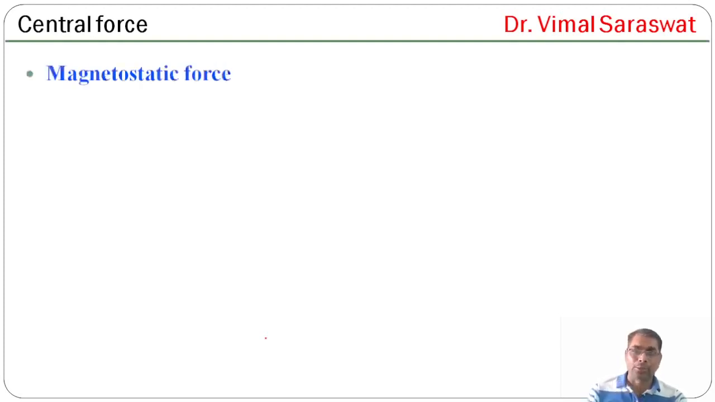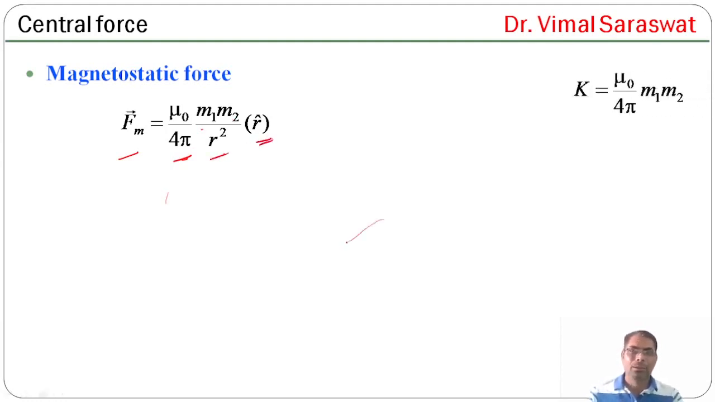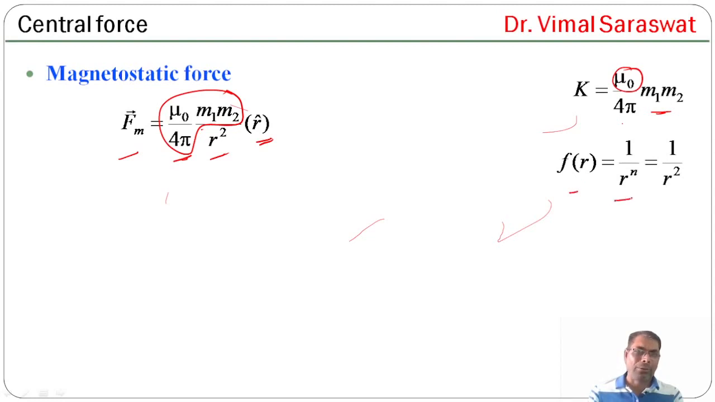If we consider magnetostatic force, then magnetostatic force is Fm equal to mu naught upon 4 pi m1 m2 upon r square r cap. So here capital K is mu naught upon 4 pi m1 m2, and mu naught is the permeability of free space, and f(r), 1 upon r raised to n, is in case of magnetostatic force 1 upon r square. Here mu naught is the permeability of free space, and its value is 4 pi into 10 raised to power minus 7 Weber per ampere meter.